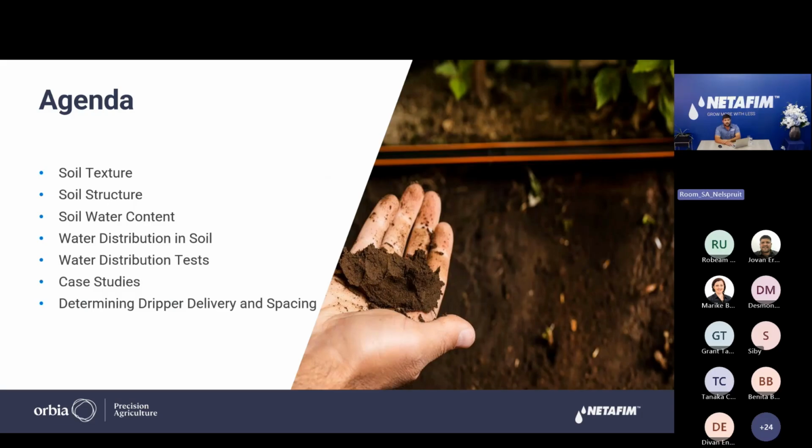So the agenda for the day: first we'll look at the concepts regarding soil water movement, and then we'll go into some case studies. So we'll look at soil texture, structure, water content, distribution in the soil, then some test case studies, and then how do we take all of that information together to decide on our dripper spacing and delivery rates.